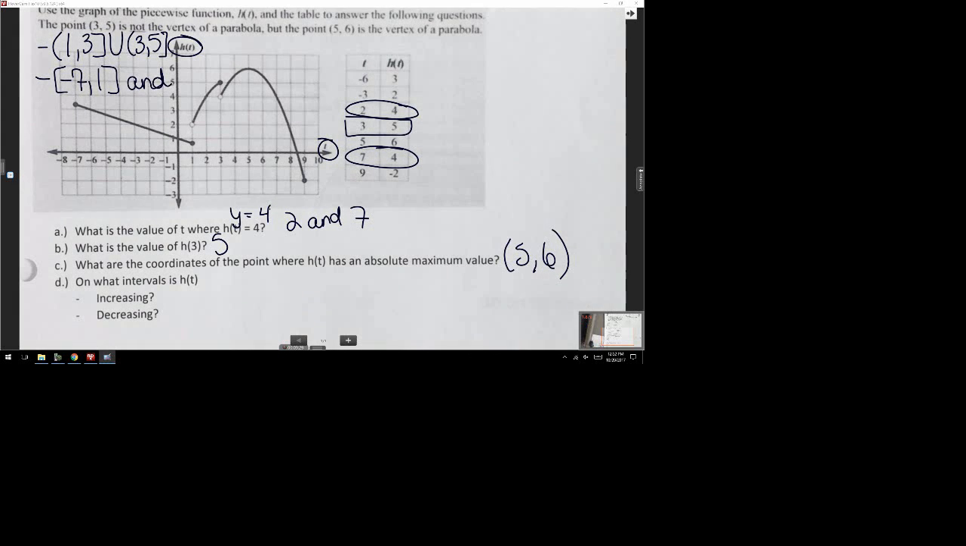Where else is it decreasing? 5 to 9. Do they get parentheses or brackets? Bracket. There you go. That was really easy math workshop, right? Everybody good? No, it just looks really scary.